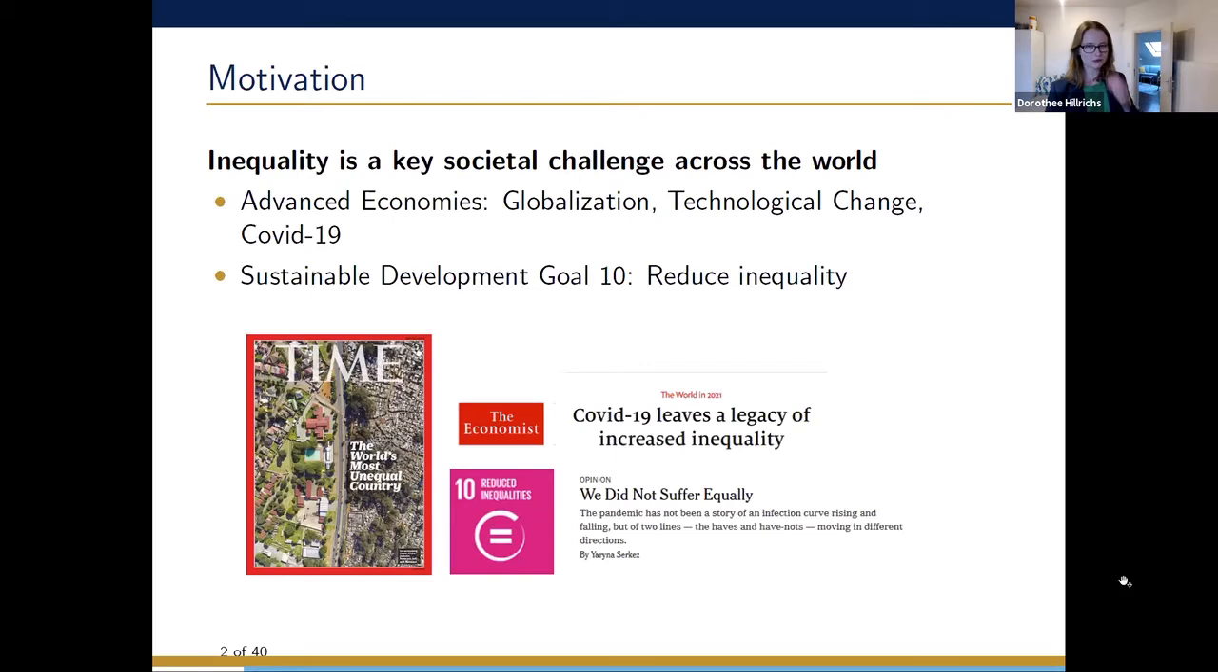So the motivation for this paper is that inequality is clearly one of the challenges that we're facing basically across the world, in developed economies as well as developing economies. So challenges are a little different. Clearly recently with the COVID-19 pandemic, inequality has again come to the forefront, as you see here in some headlines that I copied from, for example, The Economist or also the New York Times. And the UN has stated as one of its key goals for development to reduce inequality, in particular in developing countries.